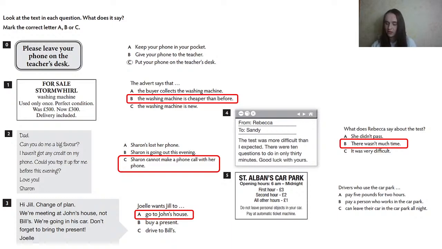5. Say A, B, A. Let's see. What else? A. That's right. So drivers who use the car park pay £5 for 2 hours. Yeah, that is correct. You have to count here as you've seen. So first hour is £3. The second hour £2. All the other hours £1.